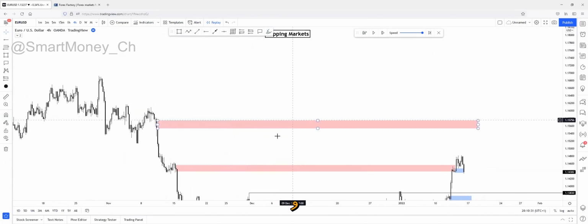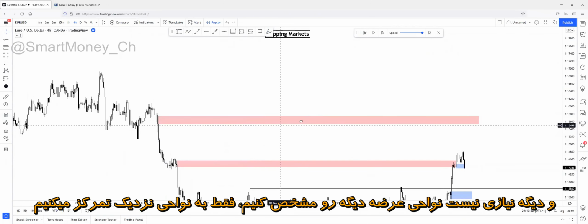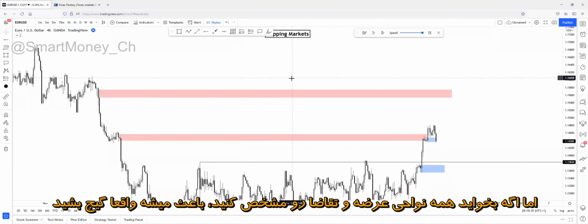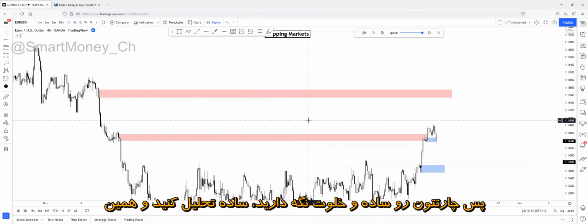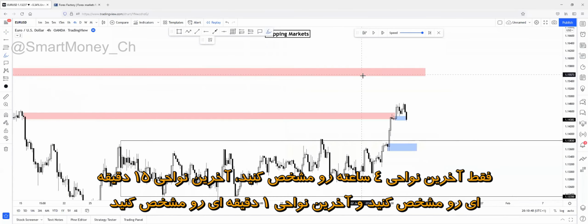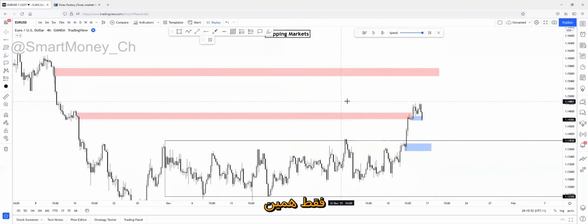And it's pointless to mark out more supply zones. Just focus on the most recent ones. Always focus on your most recent zones, and it won't confuse you. If you're marking out too many supply or demand zones, that will confuse the hell out of you, right? Just keep your chart simple, keep your analysis simple, and that's it. Mark out the most recent 4-hour zones, mark out the most recent 15-minute zones, mark out the most recent 1-minute zones. This is all about.